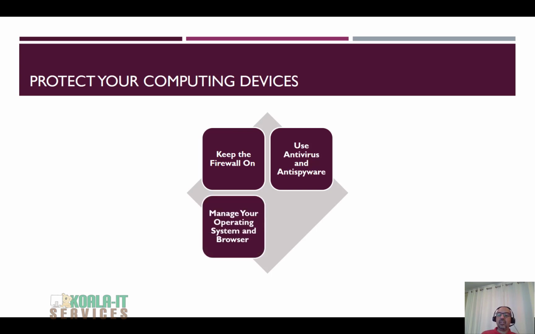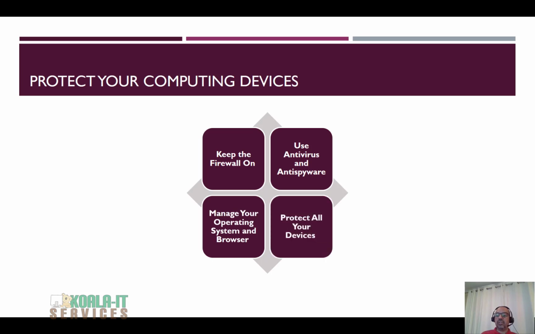Third point, manage your operating system and browser. Hackers are always trying to take advantage of vulnerabilities in your operating systems and your web browsers. To protect your computer and your data, set the security settings on your computer and browser at medium or higher. Update your computer's operating system, including your web browsers, and regularly download and install the latest software patches and security updates from the vendors.